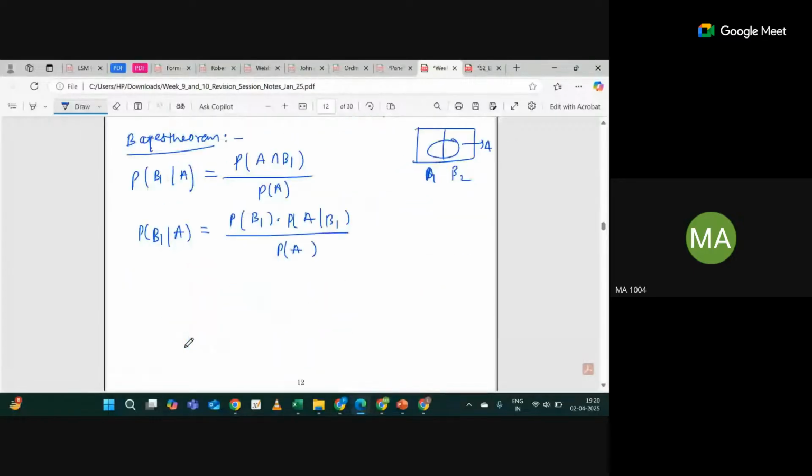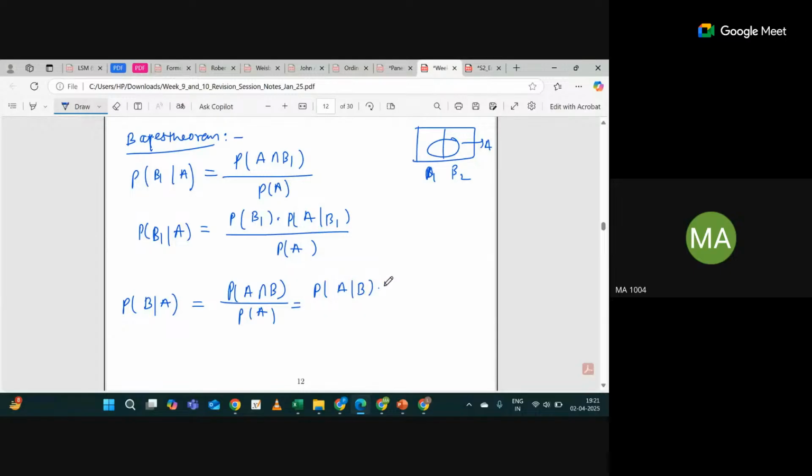Now what is the next task? If I would like to write in general, let's say probability of B given A. Then I can write probability of A intersection B divided by probability of A, and the numerator I would write as probability of A given B times probability of B, divided by probability of A. This is the multiplication rule. Is everyone getting how we have written this? Yes.